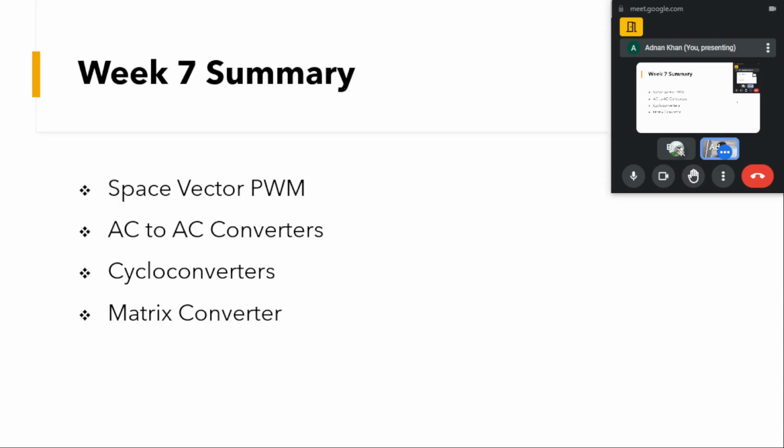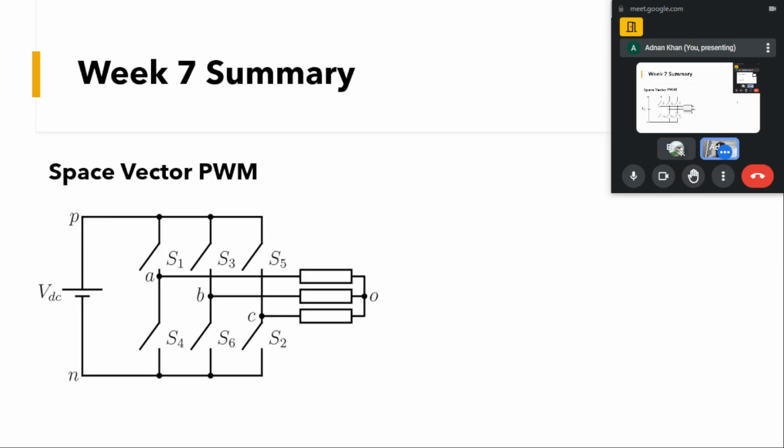There are different topics that were covered in this week: space vector PWM, AC to AC converters, and subsequently cycloconverters and matrix converter. I'll be briefly going through these topics to brush up what has been taught in this week. Then we'll be moving towards the problem solving part.